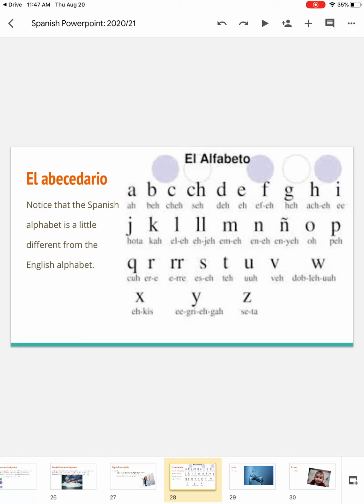So altogether we have 1 CH, 2 double L, 3 N with a tilde, 4 double R. Four differences between the English and Spanish alphabet. What makes it even more confusing is that each one of these letters sounds different in Spanish than it sounds in English. And that's what we're going to go over today.